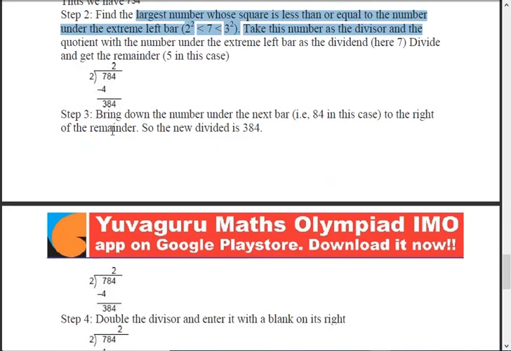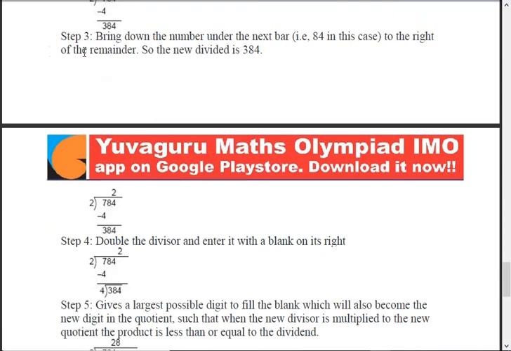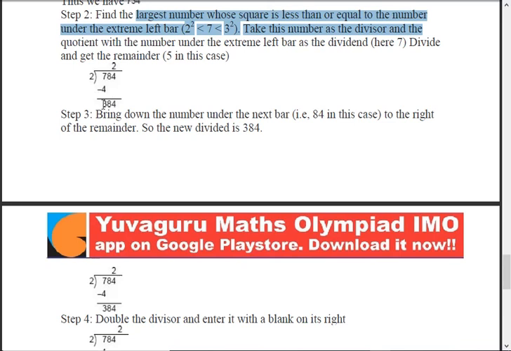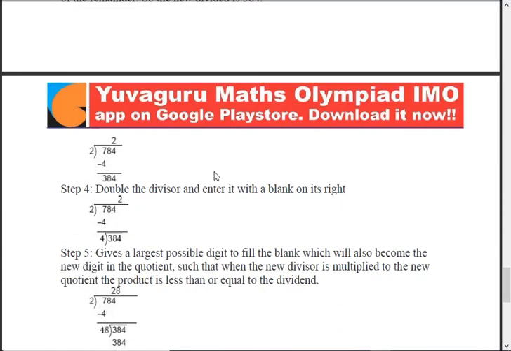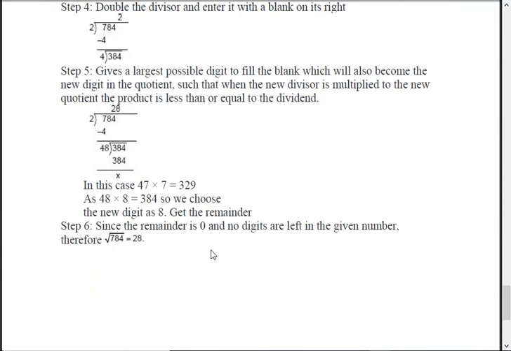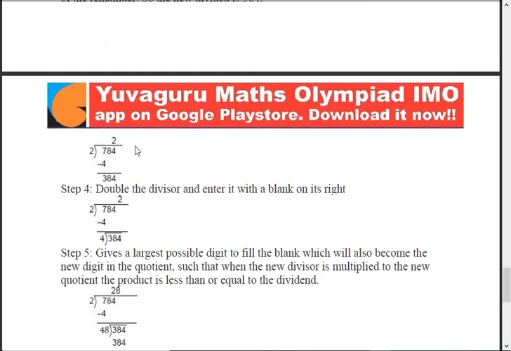Now add to this quotient, and bring down the number under the next bar. Bring this 84 down, and now it becomes 384, right? Now double the divisor, meaning 2 plus 2, and enter it with a blank on its right. So 2 plus 2 becomes 4.